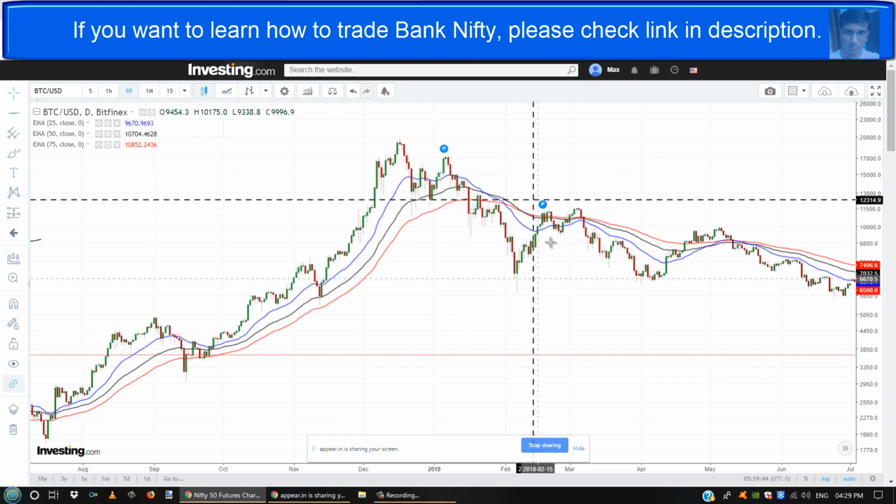This recent support break, and we got crossovers in descending order, right? Which means we are right now in a downtrend.